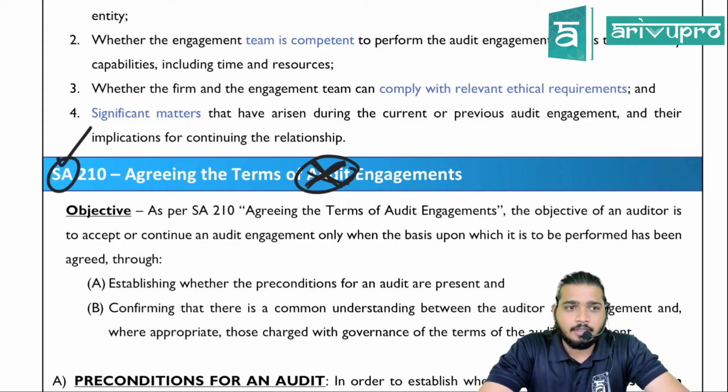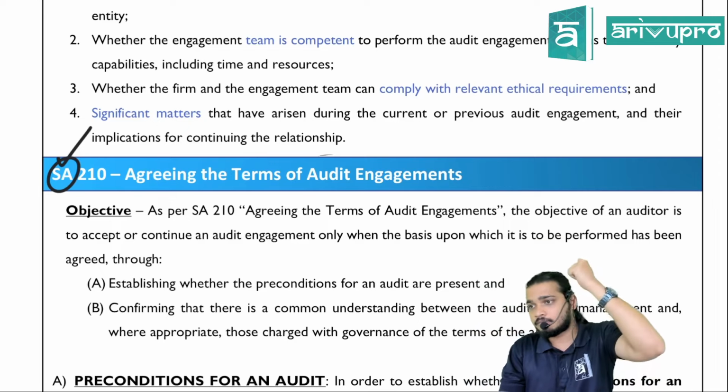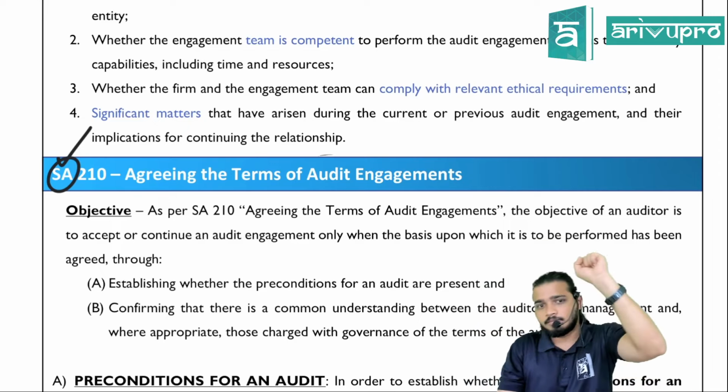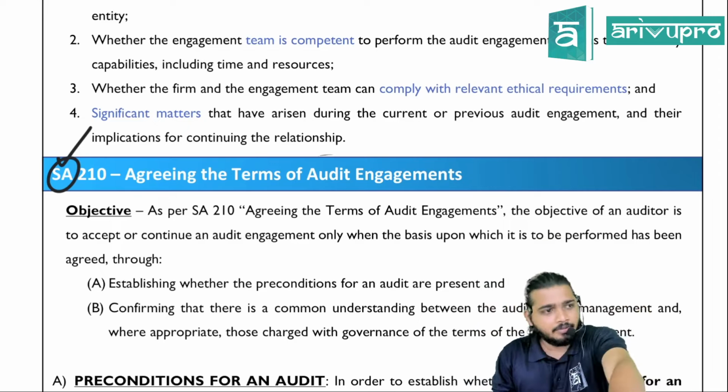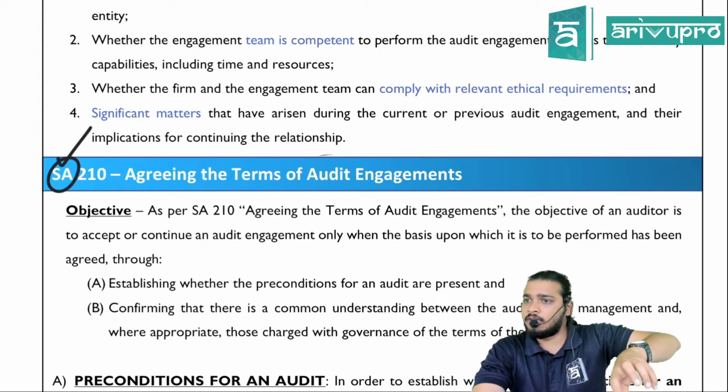Where are we using this? Agreeing the terms of engagement. Sir, when do you agree the terms of engagement? Before accepting the audit or after accepting the audit? Both. Both. You're 50% right. Before accepting the audit, we agree to the terms. But once we accept the audit, we are talking practically. There could be some changes in between. That time the terms might change. Clear? When terms are changing, obviously again SA 210 we'll have to refer. Understood? Clear? So before the acceptance of audit also, we will refer SA 210.